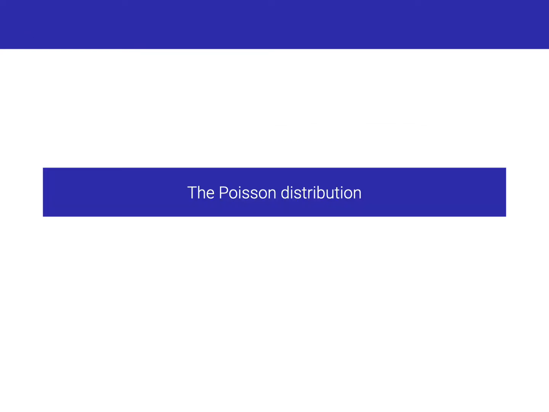Okay. So before we actually go and do a Poisson regression on that type of outcome, we need to talk a little bit about the Poisson distribution, which will allow us to see why it is a good distribution for that type of data.